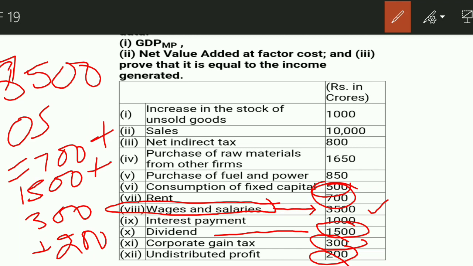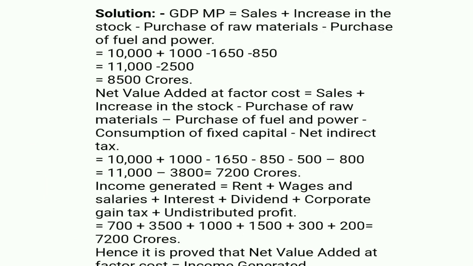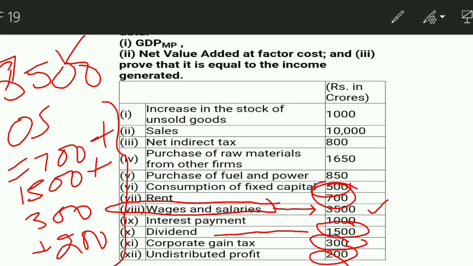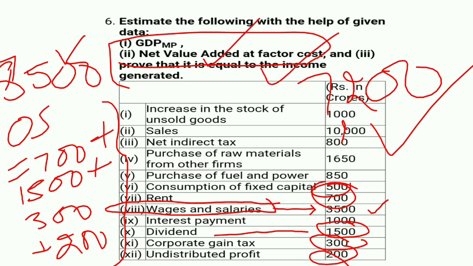So when we add all these things together, compensation of employees and the components of operating surplus, you will notice that the total value is the same as that of net value added at factor cost. When we add all these things together, we get 7,200. And if you remember, the value of net value added at factor cost was also 7,200. So hence it is proved that the net value added at factor cost is always equal to the value of income generated. Is that clear?